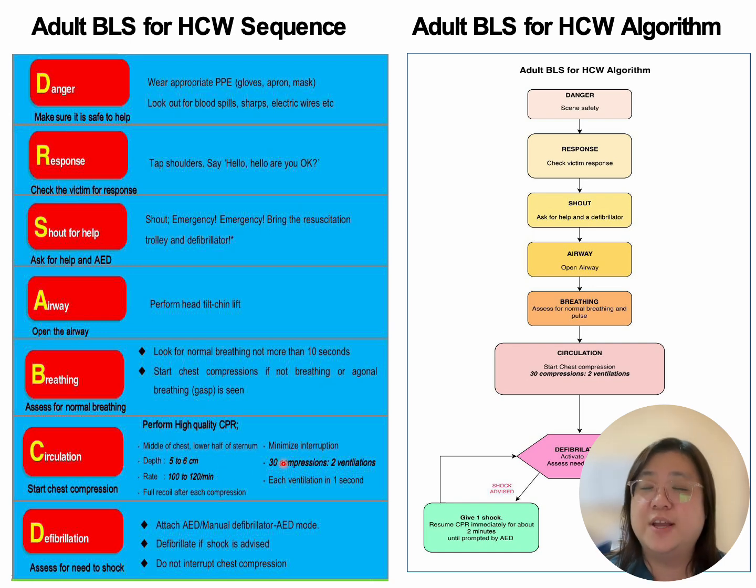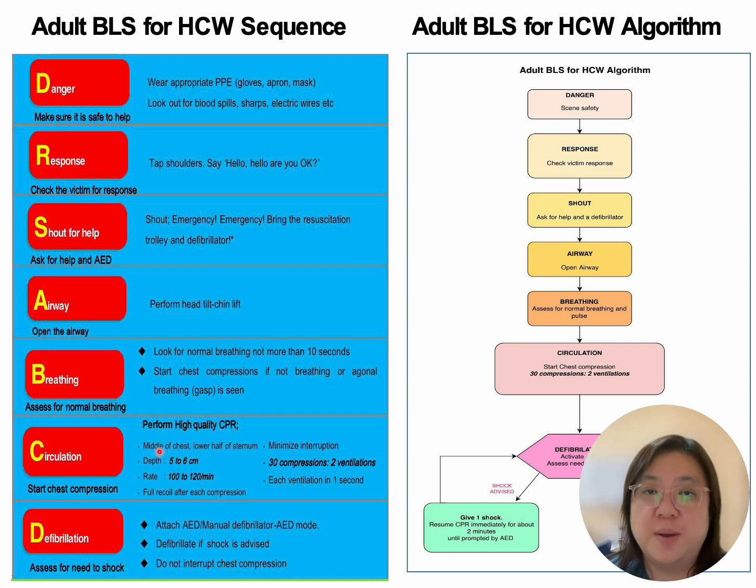What ratio? 30 to 2. 30 compressions to 2 ventilations, with each ventilation over 1 second. Minimize interruption, allow complete chest recoil after each compression, and the location should be at the middle of the chest and lower half of the sternum.